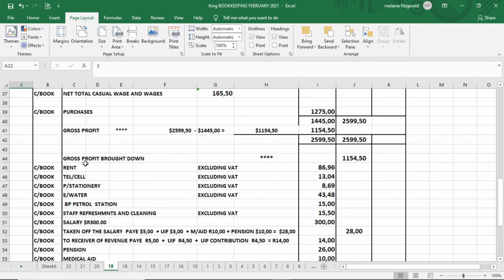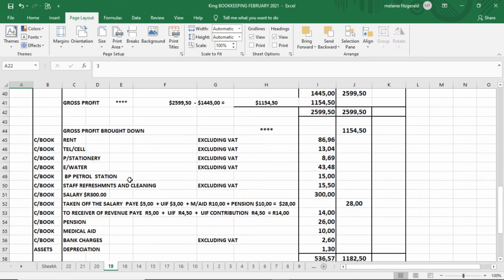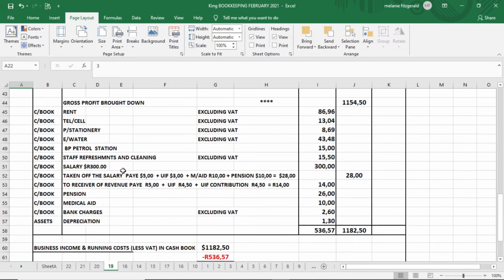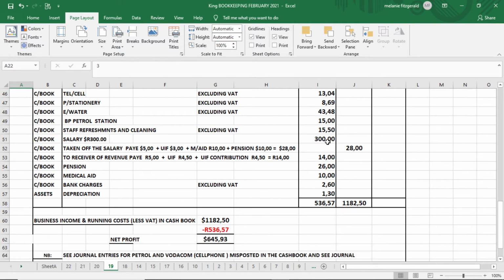So we take the gross profit and we bring it down on the credit side of $1,154.50. The expenses are all on the debit side, well, some of them. The rent excluding VAT, the cell phone excluding VAT, stationery excluding VAT, water excluding VAT, BP petrol station, there's an amount there. Staff refreshments and cleaning excluding VAT of $15.50. Just watch my mouse. These are all the totals on the debit side. Salaries of $300. Taken off of the salary, the PAYE, the UIF, the medical aid, and the pension comes to $28. That's on the credit side.